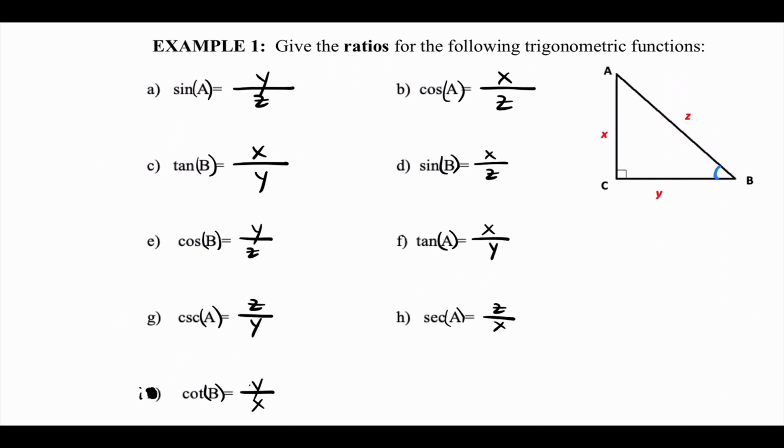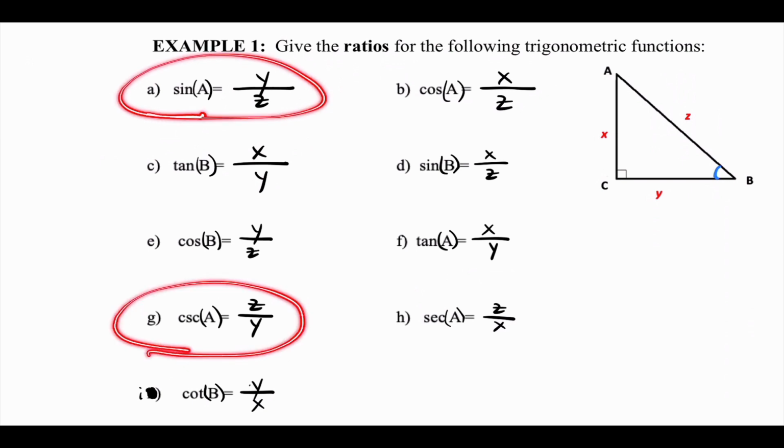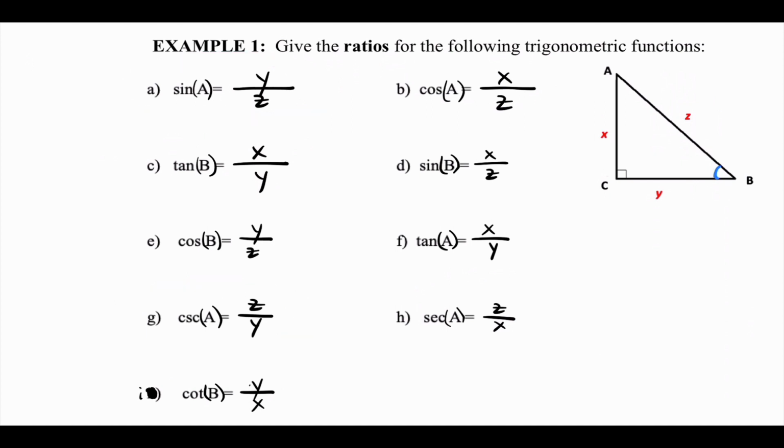Which guys share the same fraction? Are there any that have the same answer? A and G, right? Close, they're reciprocals of each other. They're reciprocals, so they're flipped. But anyone have the exact same? Yeah. So for F, it would be tangent of A, and tangent is opposite over adjacent. Oh, yeah, it should be flipped, right? Yeah, sorry. Should be Y over X. Yep, thank you. Because it's A.